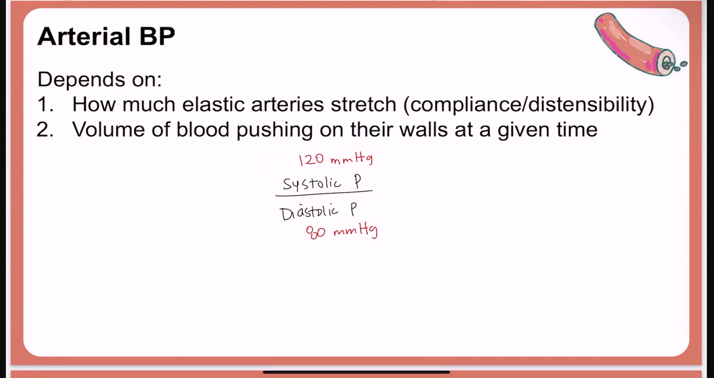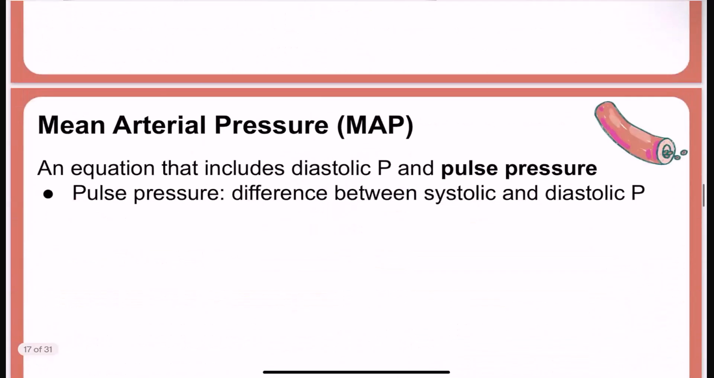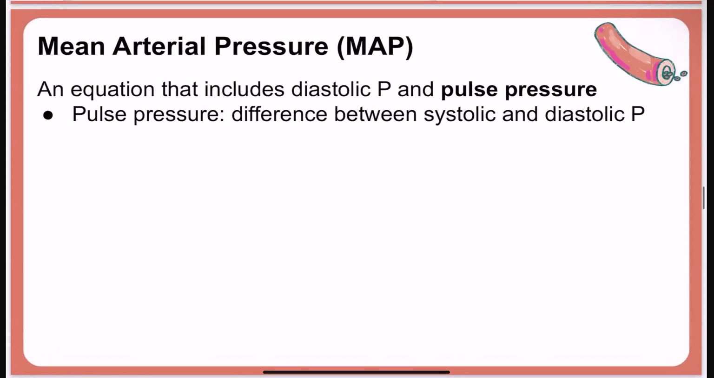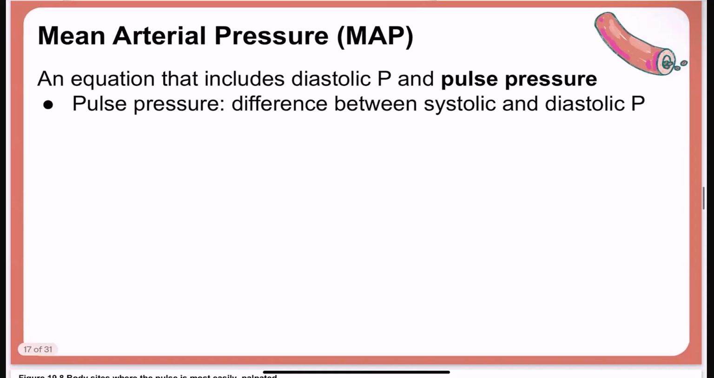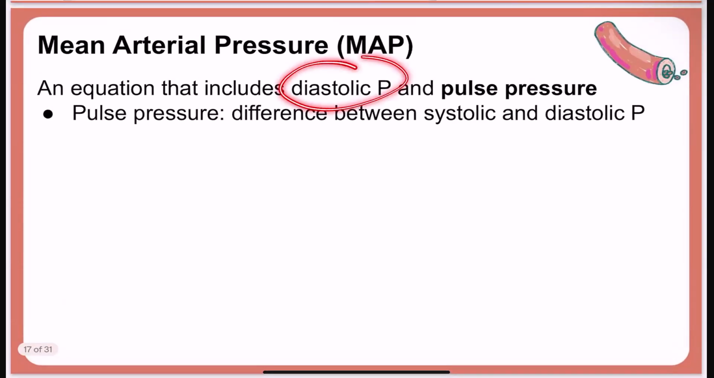Because arterial blood pressure differs from ventricular systole to ventricular diastole, oftentimes we find it important to talk about the average arterial pressure, mean arterial pressure. So what's the average pressure in the arteries at any one time? This is a math equation that we don't really care to calculate, but it does include the diastolic pressure, and it also includes the pulse pressure. That's another new word, so I'm going to highlight it. The pulse pressure is the difference between your systolic pressure and your diastolic pressure. And that's kind of the thing that you feel if you were to palpate your pulse.